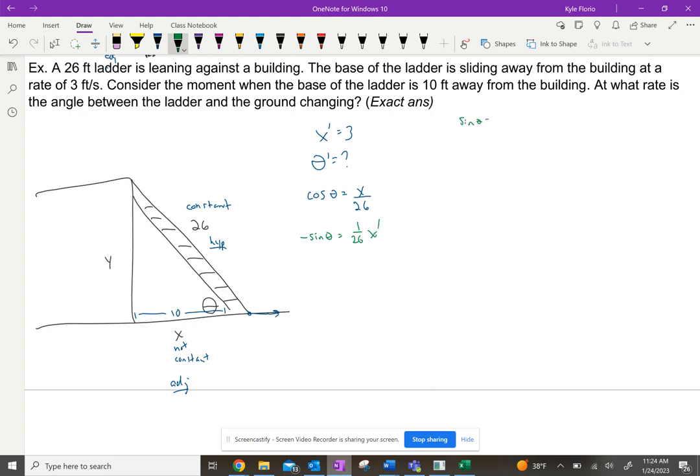So sine theta is the opposite over hypotenuse. The hypotenuse is 26. I just don't know what the opposite leg is. So we use the Pythagorean theorem: 10 squared plus y squared equals 26 squared. So y is going to be the square root of 26 squared minus 100. What do I get when I do that? You get 24. Nice.